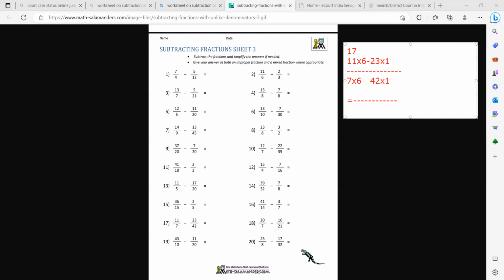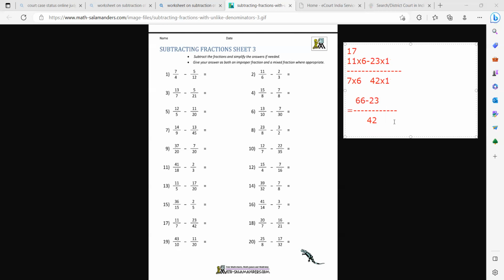See, 42 we will write it as 42 only, the denominator, since the LCM is 42. Then 11 into 6 is 66 minus 23. So 66 minus 23 is how much? 6 minus 3 is 3 and 6 minus 2 is 4. That is 43, and the denominator is 42.